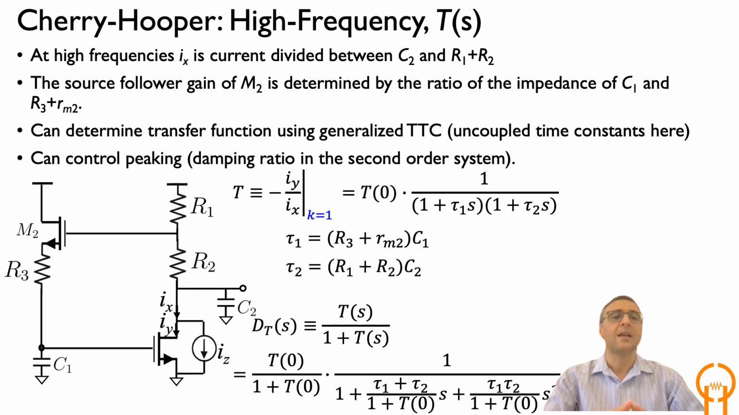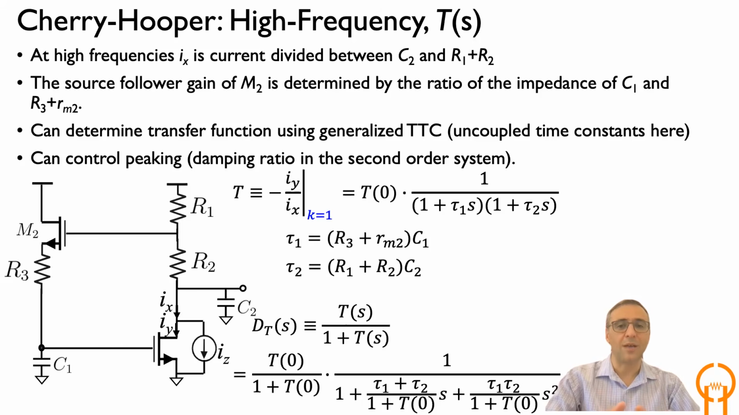The way we know that is that if you short or open C1, the resistance seen by C2 is not changing, and vice versa. So you can actually calculate two independent time constants and plug them into the expression and use the low frequency calculations that you did for the return ratio to calculate your high frequency one. And what you see here in this example is that you can calculate two time constants. The resistance seen by C1 is R3 plus RM2, so that's time constant tau 1. And the resistance seen by C2 is R1 plus R2.